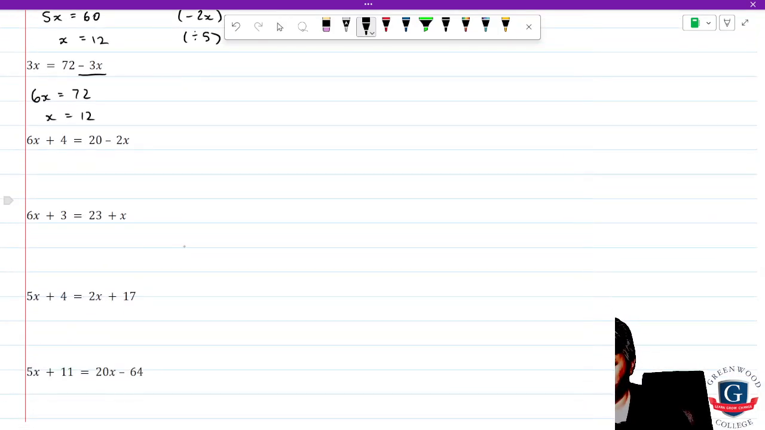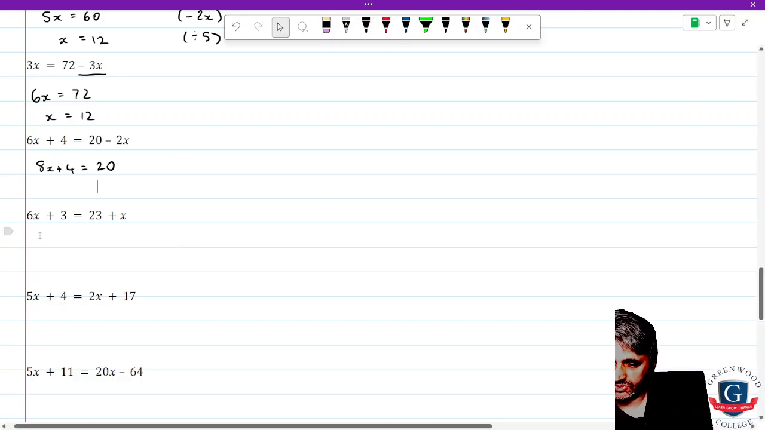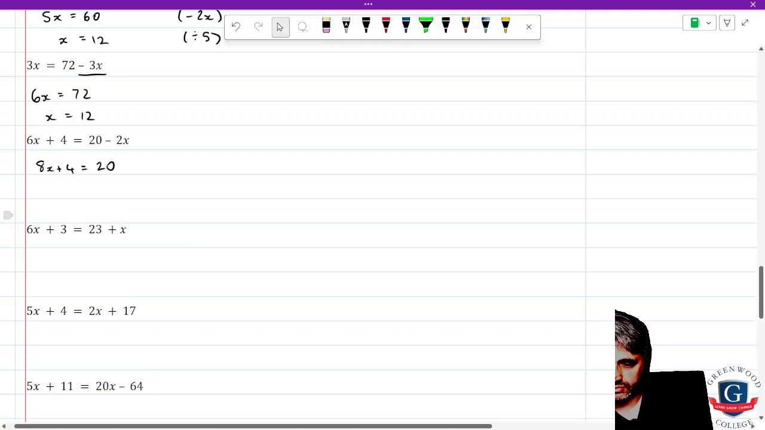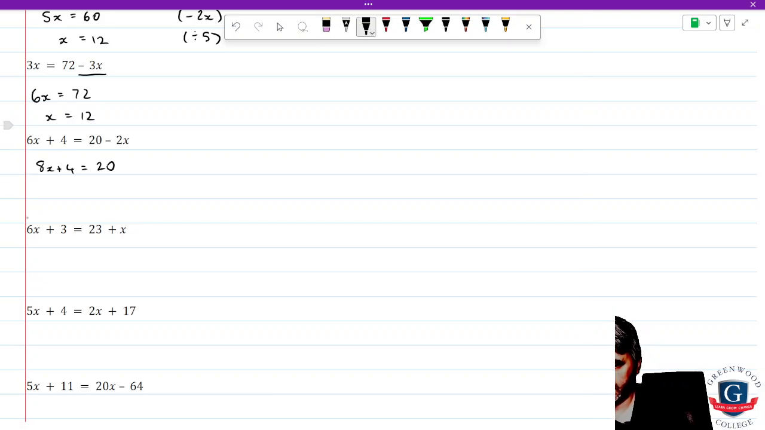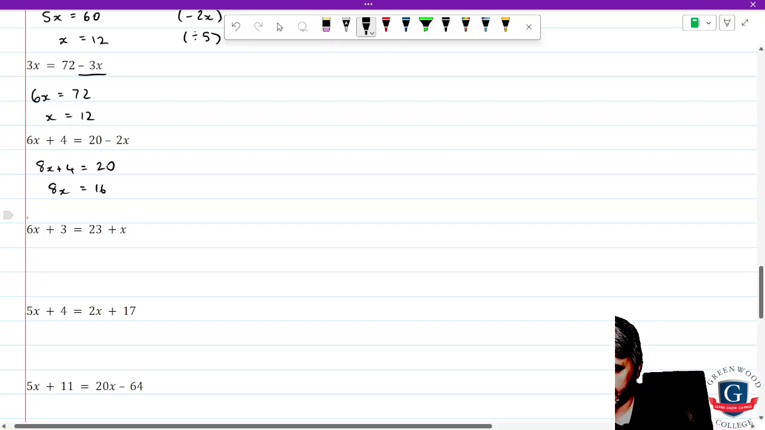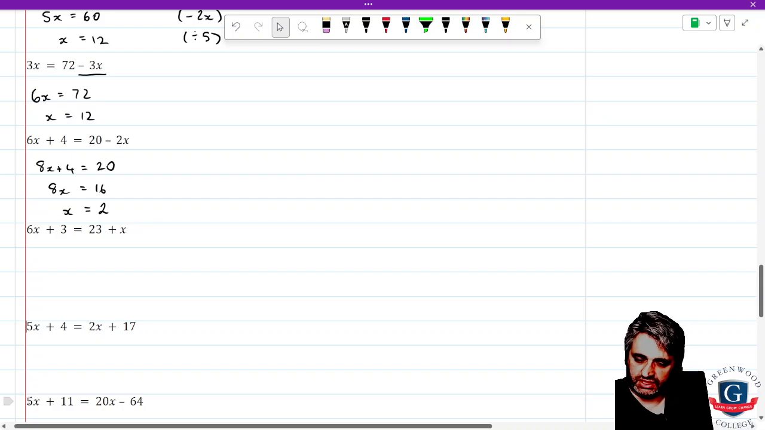Add 2x to both sides. 8x plus 4 equals 20. Subtract 4 from both sides. 8x equals 16. Divide both sides by 8. X equals 2. I might find that these take a little bit longer than I thought.